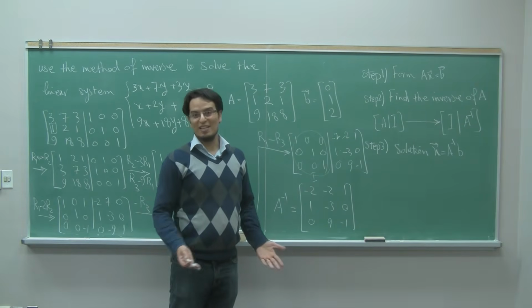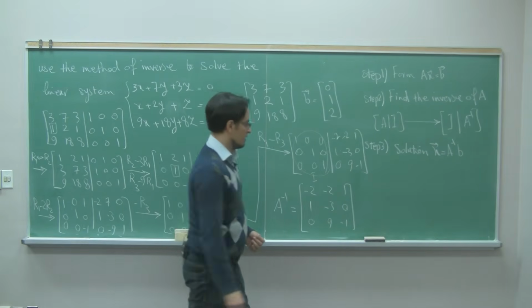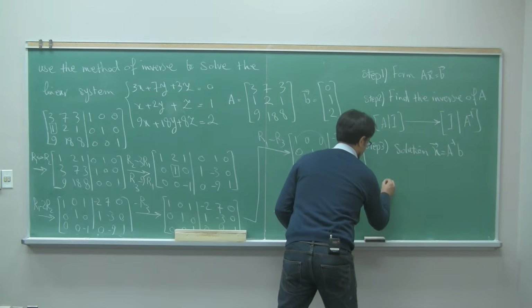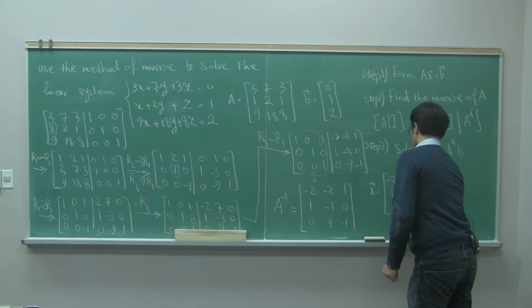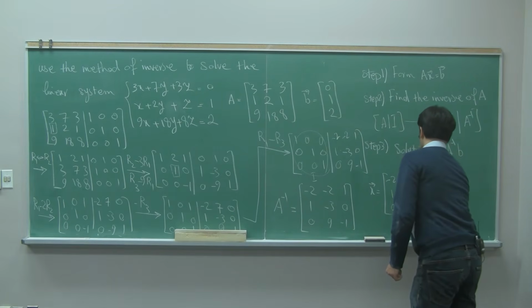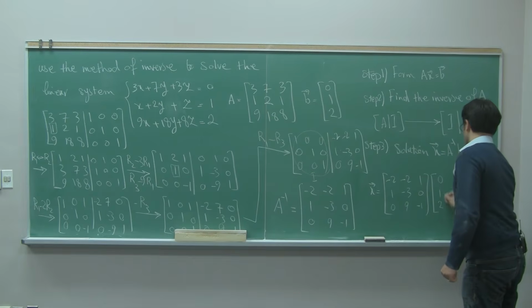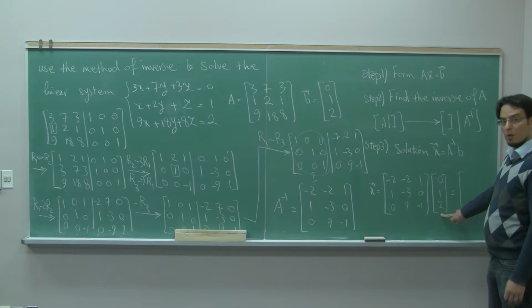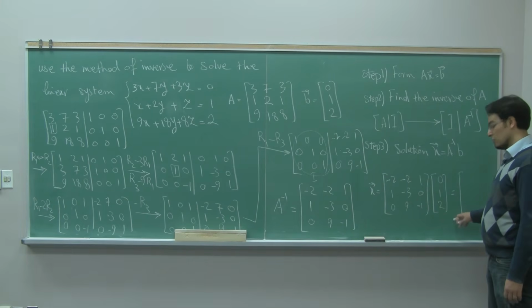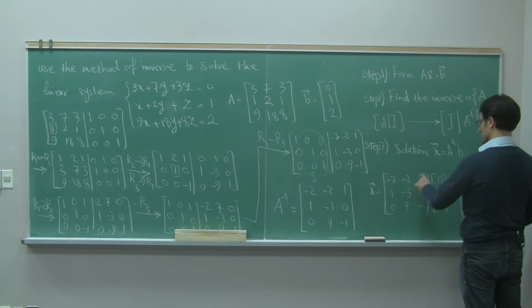Step 3 says the solution is just multiply matrix A inverse to matrix B. So the solution would be this guy, negative 2, negative 2, 1, 1, negative 3, 0, 0, 9, negative 1. You multiply it to B, which is 0, 1, 2. Matrix multiplication. This is a 3 by 3 matrix multiplied to a 3 by 1 matrix. You get a 3 by 1 matrix. And the first entry, you multiply this to that. This is 0, negative 2, plus 2. This is 0.